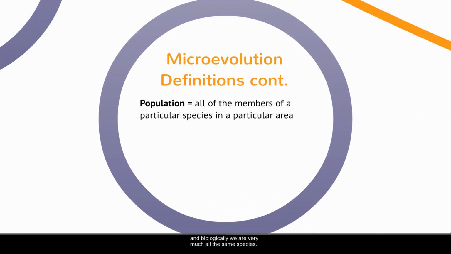Our next definition is a population. A population is all of the members of a particular species in a particular area. Notice as we go through these definitions that all of the definitions use the previous word we defined in their definition. So with a population, we're talking about a particular species. This is just one species.